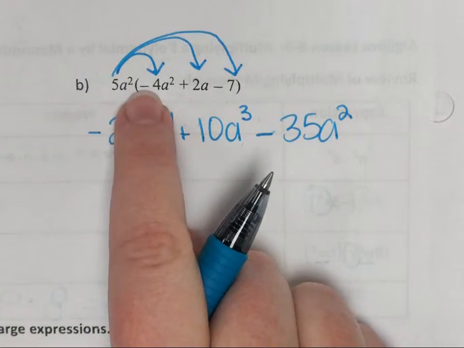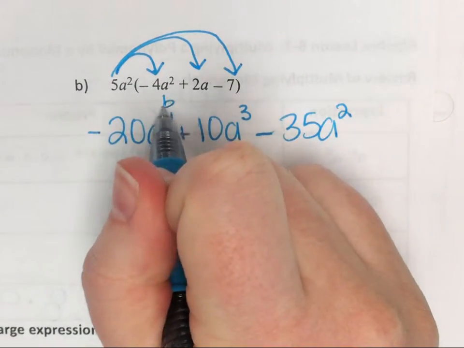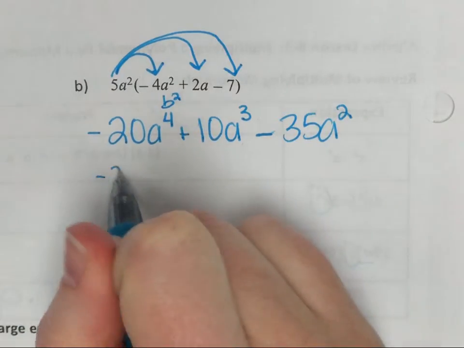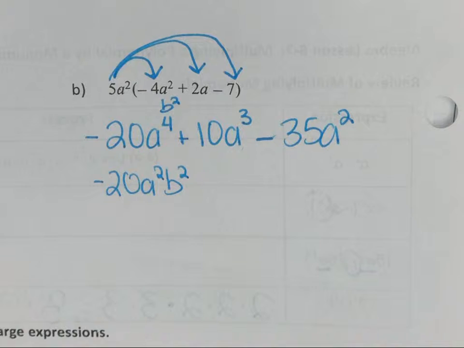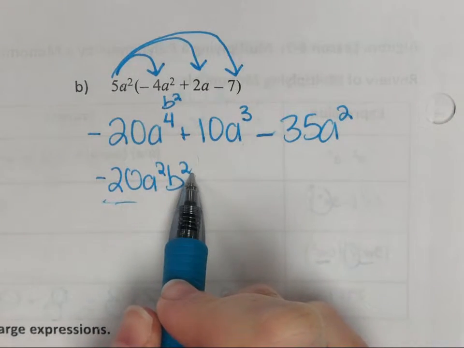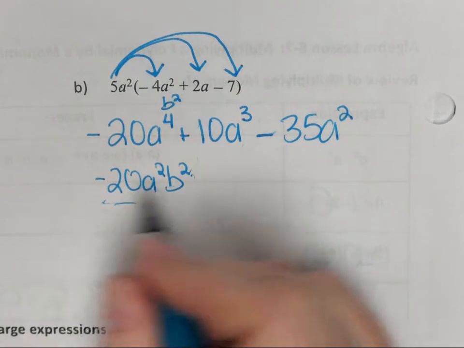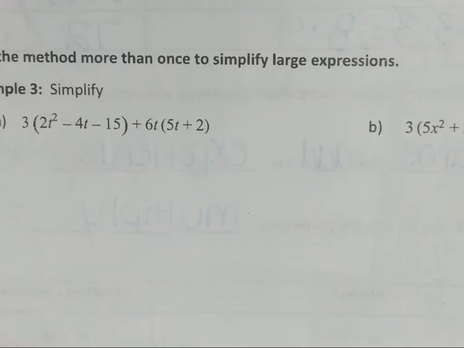So you'd still do 5 times negative 4, and if this were b squared, then it would be negative 20 a squared b squared. So you still multiply those coefficients, nothing changes with your exponents. Does that make sense? Okay. All right. So example 3.